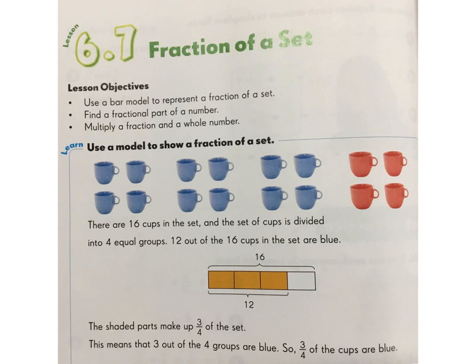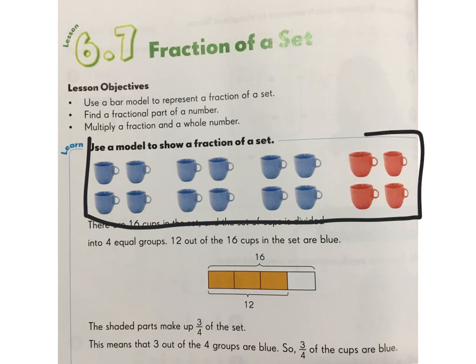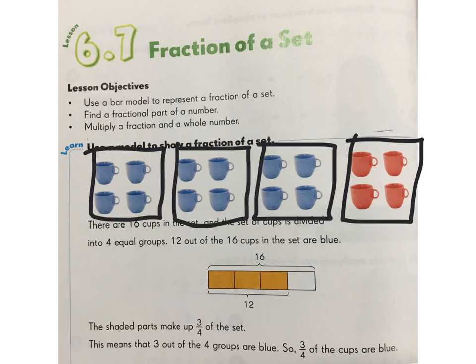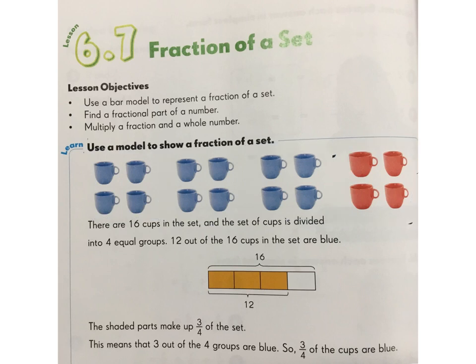If you take a look, we have 16 total cups right here. The 16 total cups are grouped into groups of 4. So obviously 4 groups of 4 gives us 16. We see there are 2 different color sets of cups.